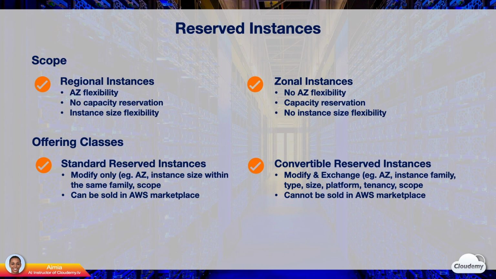Convertible reserved instances give you a lower discount rate. You can modify or exchange your instances such as AZ, instance family, type and size, platform, tenancy, and scope. However, you can't sell convertible reserved instances in the AWS marketplace.